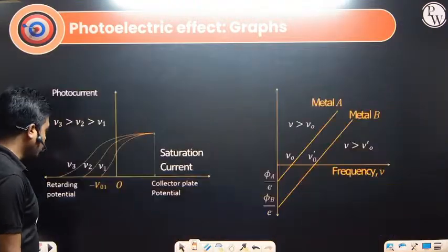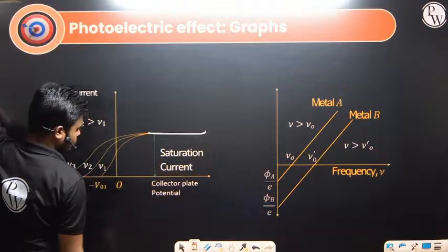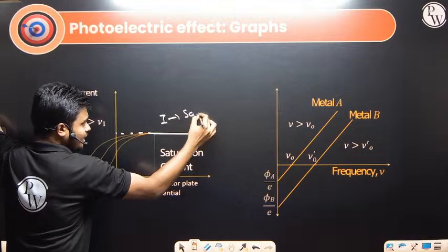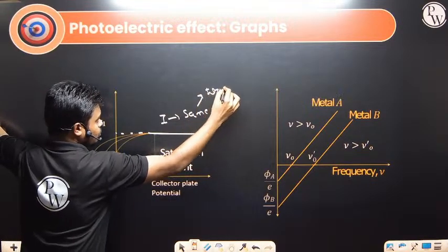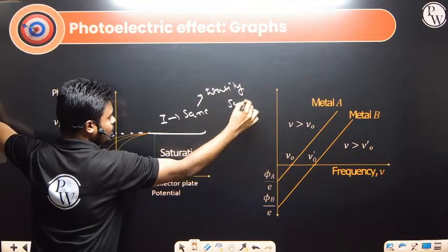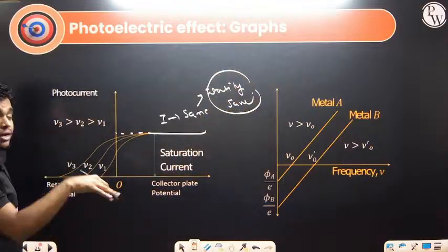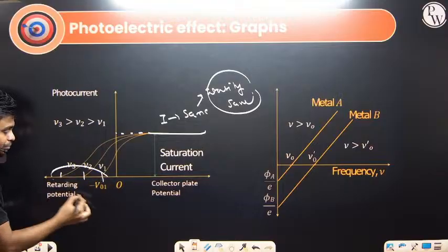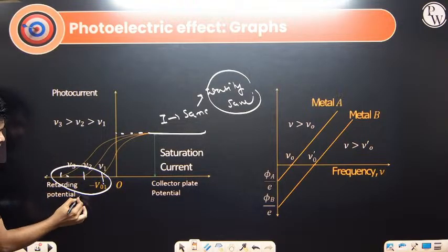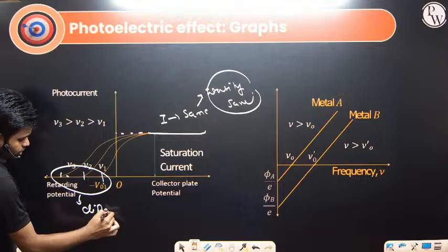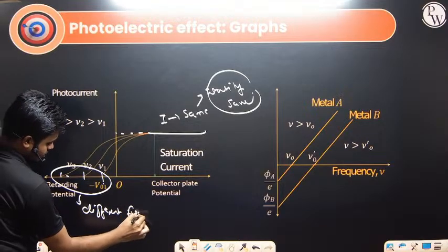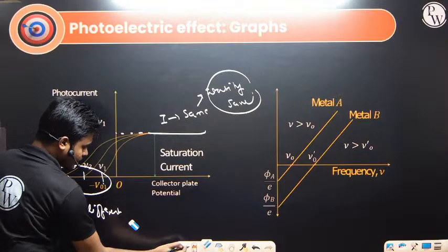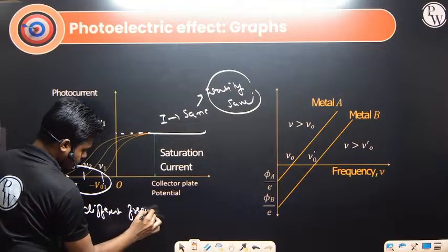Next we have this. This particular graph is plotted for the same saturation current value. So I is the same. If I is the same, it means intensity is the same. So this graph says that the intensity of all the lights is the same, but we have different colors of light, different wavelengths, different frequencies, because they have different stopping potentials. So this graph is for different frequencies but the same intensity.